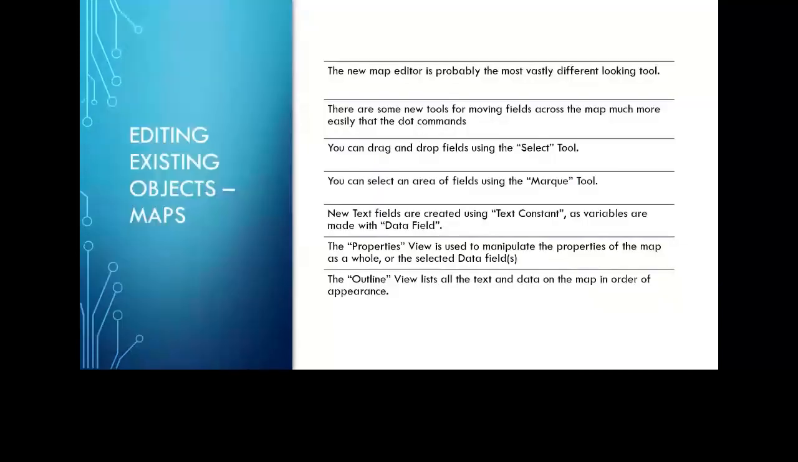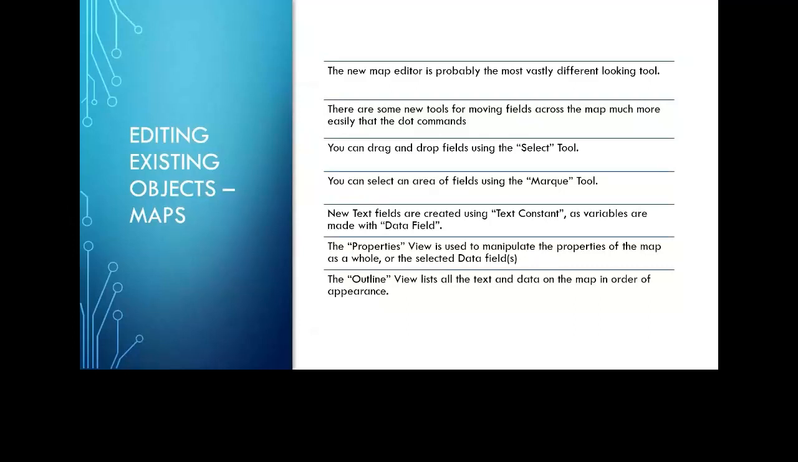The new map editor is probably the most different thing to the 3270 editor. And as Kathy mentioned, in the 9.12 fix 8, I believe, they put in a lot of good stuff to make it a little bit more accessible, work a little bit smoother. There's new tools for moving fields across the map that are much easier than the dot commands, to me at least. I'm a newbie.